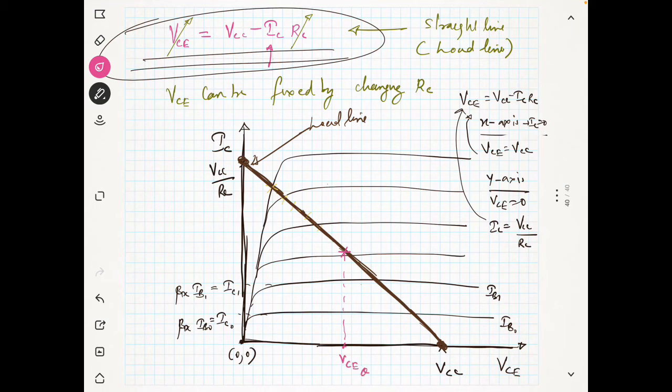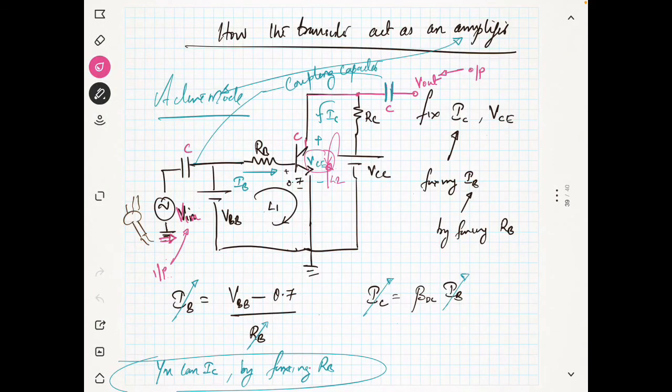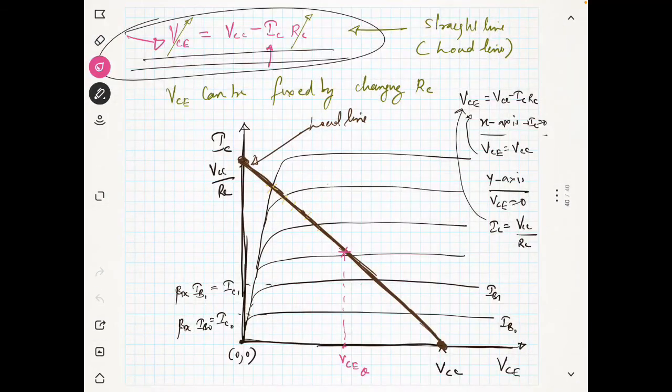How to find this VCEQ? By using the normal equation, I can get my ICQ. How to fix ICQ? By using this equation. To fix IC, you have to fix the value of RB. So you have to select a proper value of RB so that you will be getting a point at the center. So this is ICQ, and this point we will call the Q point.